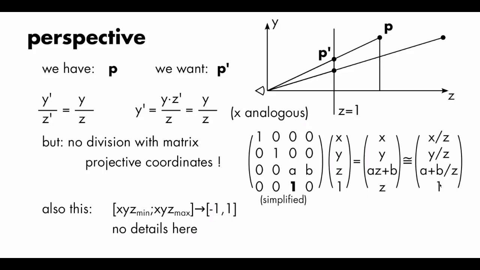So there we go. Projective coordinates give us perspective. Now we just have to make sure that the coordinates are in the range from -1 to 1. But that's just a scaling, so we don't really have to worry about it so much here.